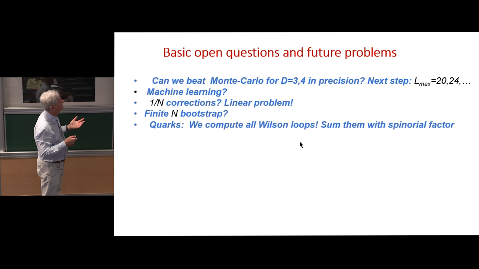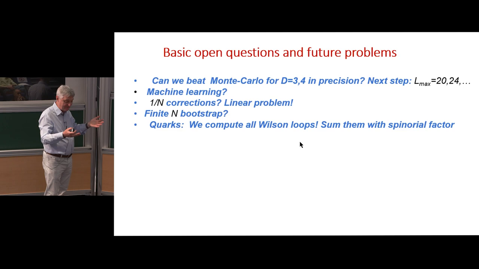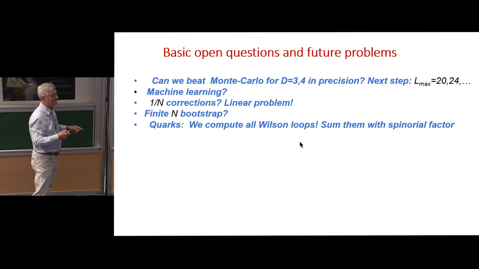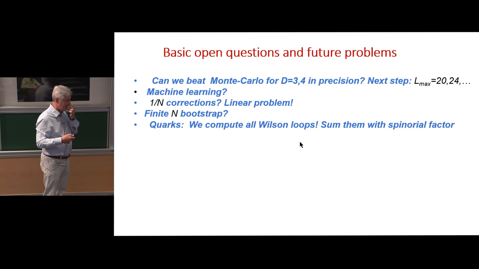Then quarks are the next possible step, because at large n limit, there are no internal quark loops. We have only to sum up our Wilson loops, which we found, with a certain spinorial factor, which we know as a product of projectors along the Wilson line. So I think it will be easier to measure the meson masses than, for example, the glueball masses.